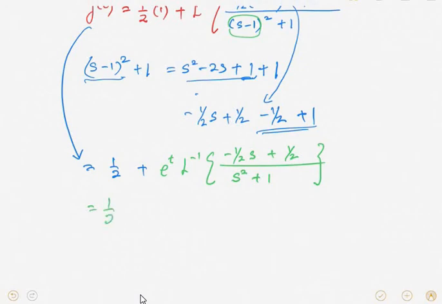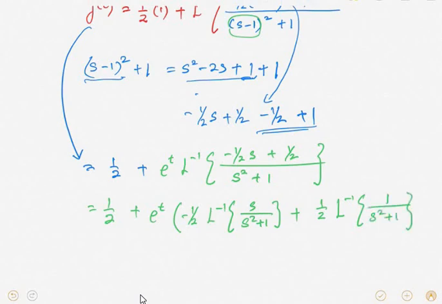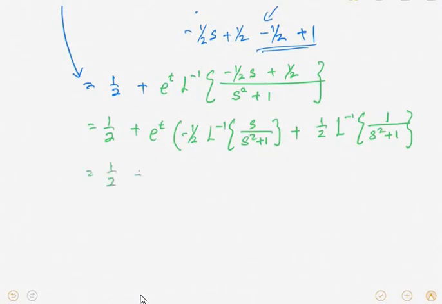Okay, now we can solve again. Half plus exponent t. We have a negative half, so we take out the negative half, and then inverse Laplace transform of s over s squared plus 1, and then plus with half, inverse Laplace transform again of 1 over s squared plus 1. So can you clearly see now? This part will be cos, so you have negative half cos t. And then plus with positive half, this part is sine, so it's sine t.